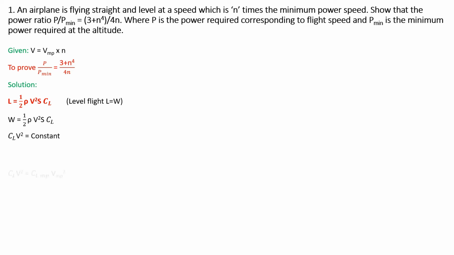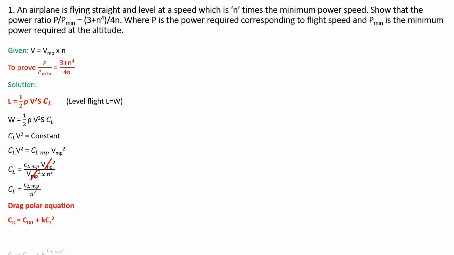Writing CL V square for the power required and minimum power required conditions, and replacing V, we write the equation in terms of CL as CL at minimum power divided by n square. Now the coefficient of lift is found. To find the coefficient of drag, let us take the drag polar equation, CD equals CD naught plus K CL square. Substitute the value of CL in the drag polar equation.